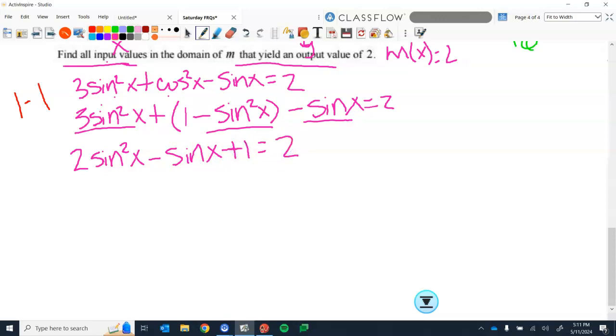Remember, I have a quadratic, so I'd like to set it equal to 0. I could have set it equal to 0 before I did that. It doesn't matter. But I have 2 sine squared x minus sine of x. And then when I subtract 2, that'll be minus 1 equals 0.